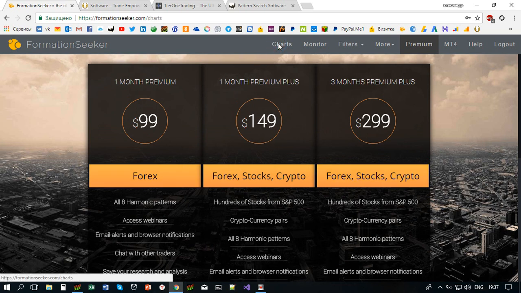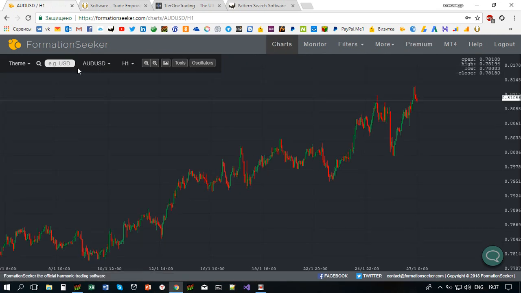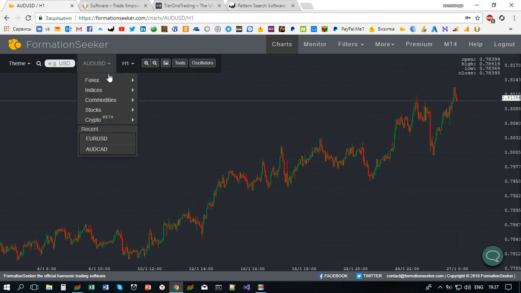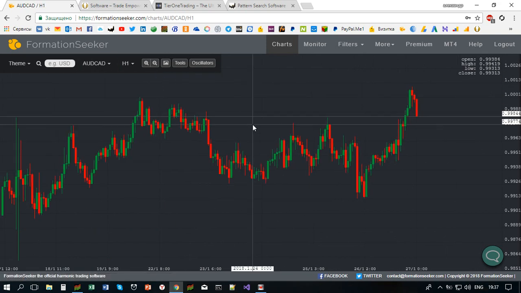And now let me show you how it looks. This Aussie dollar 1 hour. Well, it shows nothing. Maybe something else will show me. Aussie Canadian.